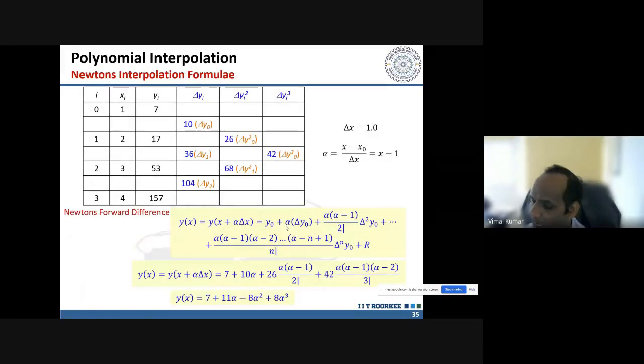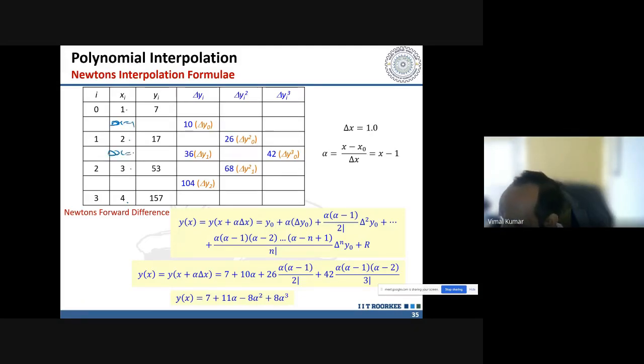Here, let's say I have these data points x: 1, 2, 3, and 4. You see, delta x here is 1, delta x here is 1, delta x here is 1. So these are equidistant data points, with y values 7, 17, 53 and 157. This is some kind of lubrication data we have taken. Here I wanted to make a model polynomial equation using Newton's forward difference method.